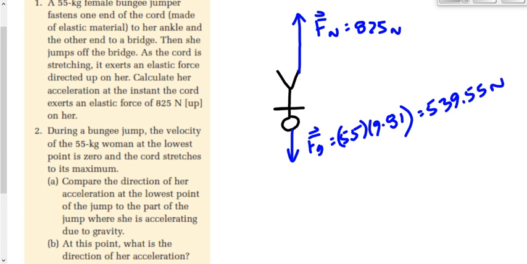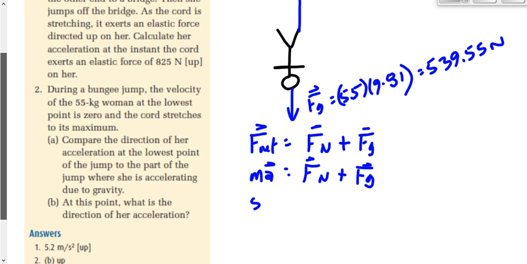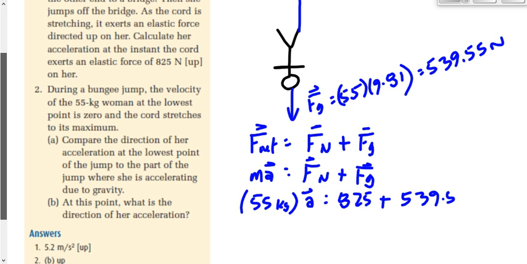All right, now we want to find the acceleration, so we're going to say F net is equal to the sum of the forces. That's going to be Fn plus Fg. F net is also equal, Erica, to what, besides F net? Yeah, good. M times A equals Fn plus Fg, and then we sub in some numbers. We know what the mass is here. 55 kilograms times A equals Fn 825 plus Fg, which is 539.55, right?